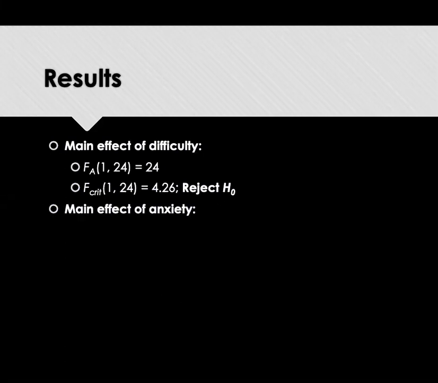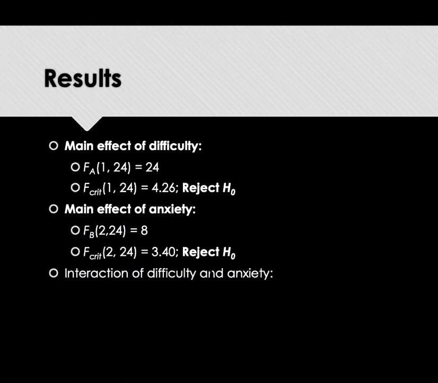For the main effect of anxiety, our F value we calculated is equal to 8. That was for degrees of freedom of 2 and 24. The F critical, when we looked it up, was 3.40. Again, our F value is greater than the F critical value, and so we would reject the null. And the interaction of difficulty and anxiety. Our F was 6, F critical was 3.4, and so again, we would reject the null.